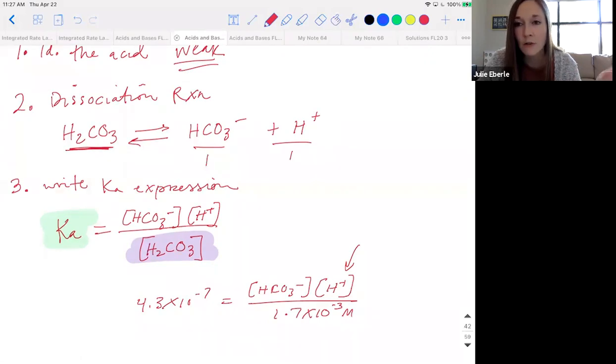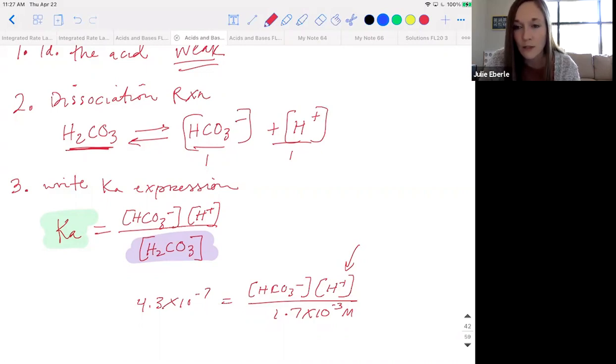So let's say 1,000 molecules of H2CO3 dissociate. I'll get 1,000 bicarb and 1,000 H plus. Let's say 1,000,000 molecules. I don't care how many. What I'm trying to illustrate to you is that the concentrations of these things will be identical. We can't get one without making the other. So we'll never have different concentrations of our products.